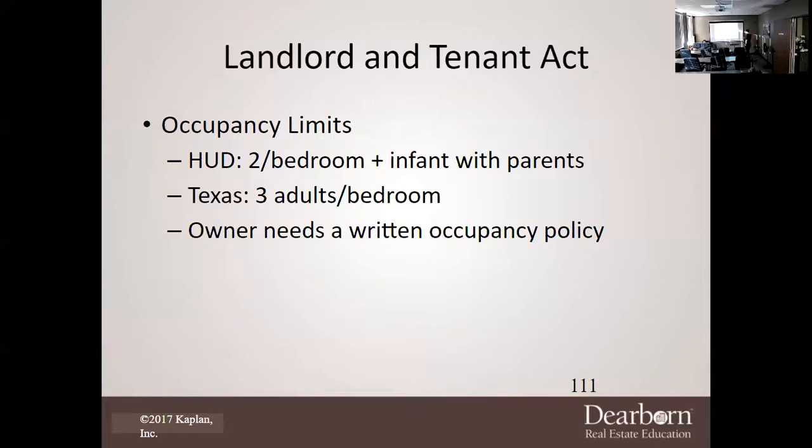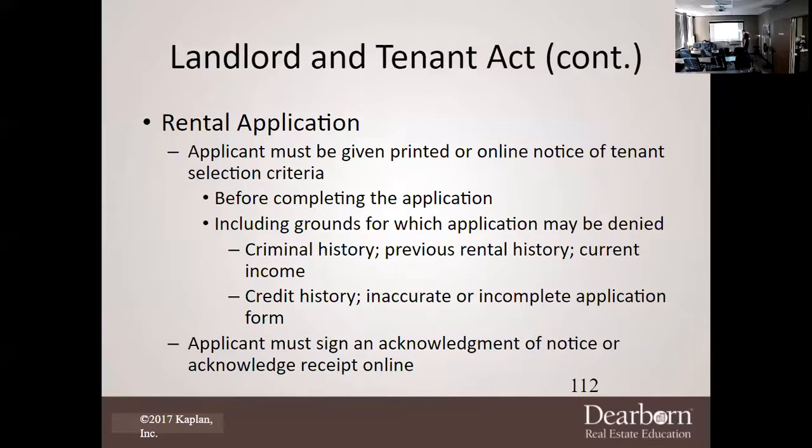Again, the owner needs a written occupancy policy, though. And most of the time, if you're using a realtor, it's already stated within the forms. But again, if you are doing it on your own, you need a written occupancy policy. You also need to have a rental application. Very key in this situation that the applicant must be given the printed or online version of the tenant selection process.